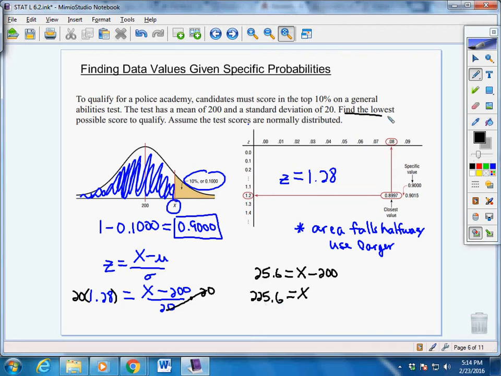What does that mean? Find the lowest possible score to qualify. Well, we're not going to leave it as 0.6 here. We're going to round up, and the lowest possible score to qualify would be 226, because we're not going to get 6/10 of a point. So 226 represents the lowest score to qualify. But again, in this situation, what we're doing is working backwards. We don't know what the z-score is, but we're given the area or the percentage, and we're going to use our chart to work backwards to figure out what that value is.